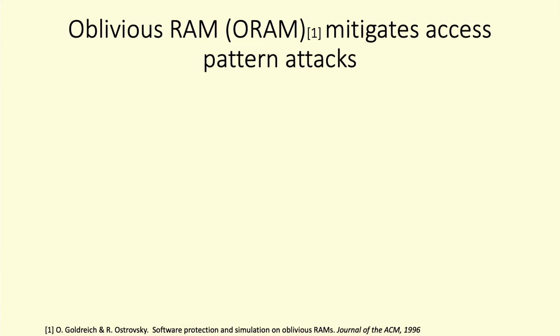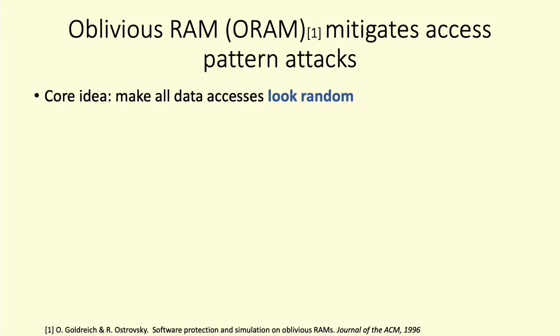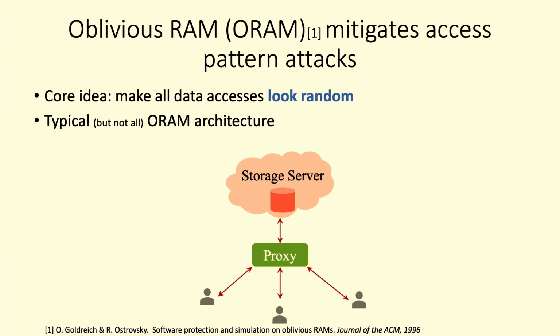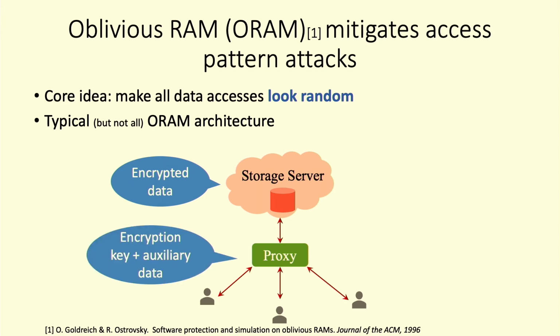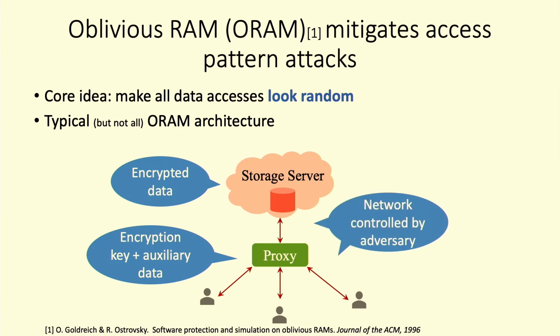Oblivious RAM, or ORAM, is a cryptographic technique that mitigates access pattern attacks. The core idea in ORAM-based data stores is to make the accesses to the external server look completely random. And a typical ORAM data store has this kind of architecture, where there is an untrusted storage server that stores the encrypted data. There is a trusted proxy that stores the encryption key and other metadata. And the adversary typically controls all of the communication channels in the system.